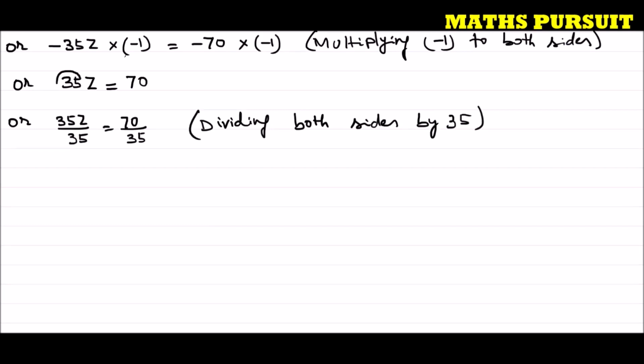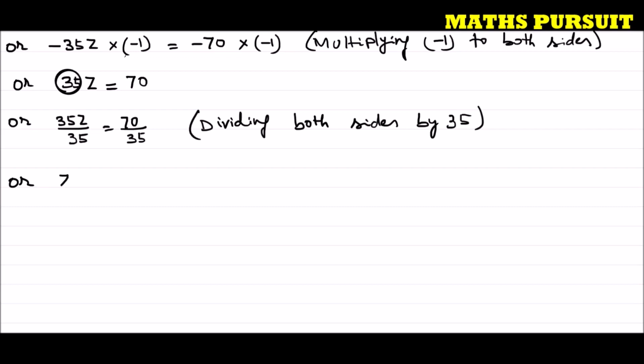I want to eliminate this 35 from z so that I can get the value of z. If I want to eliminate this 35 from z, I need to divide by 35. If I am dividing the left side of the equation by 35, I should also do the same thing to the right side of the equation. For that reason, I divided both sides by 35.